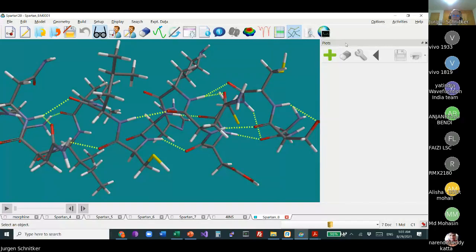Actually, my question is how I will overlay the diagram if the result comes from single crystal XRD and the calculated diagrams. I want to overlap both diagrams. How is it possible with Spartan? Is one of them from another program, or do both come from Spartan? No, one structure is from the single crystal XRD machine.